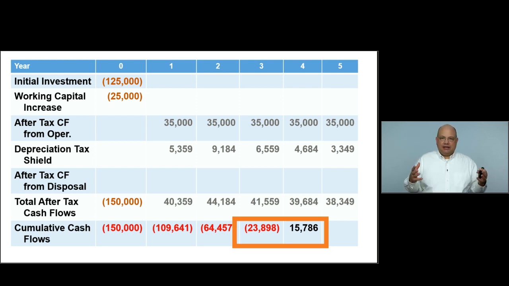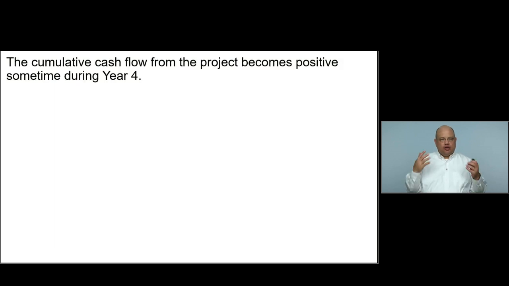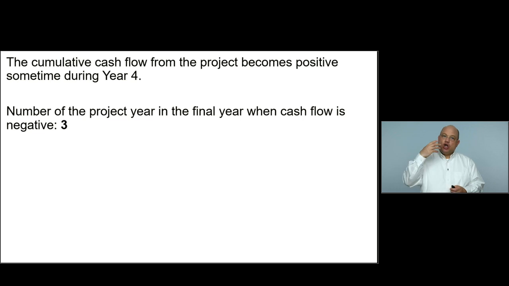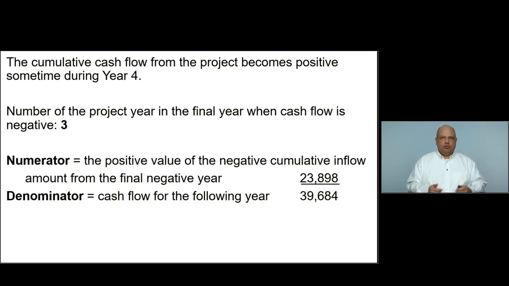Now, we always make the assumption that the cash flows happen equally over the course of the year. And so calculating this decimal, 3 point something, simply becomes a math problem. And this is how we go through it. We know that the cumulative cash flows become positive in year 4. So there are 3 years that have negative cumulative cash flows. So we need to calculate what percentage of the year in year 4 it takes to get to 0. Now the way we set this up is with a numerator and a denominator.